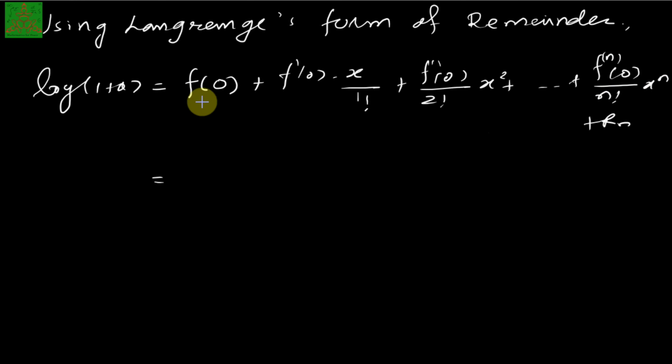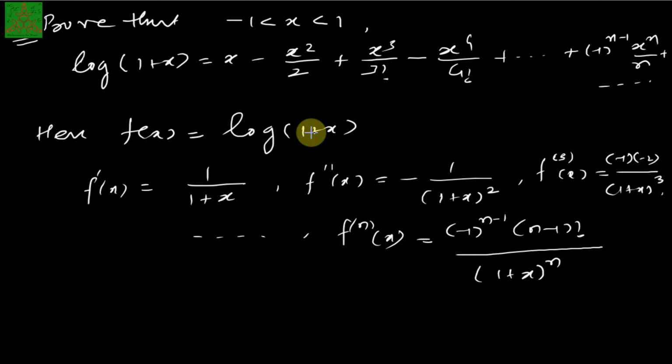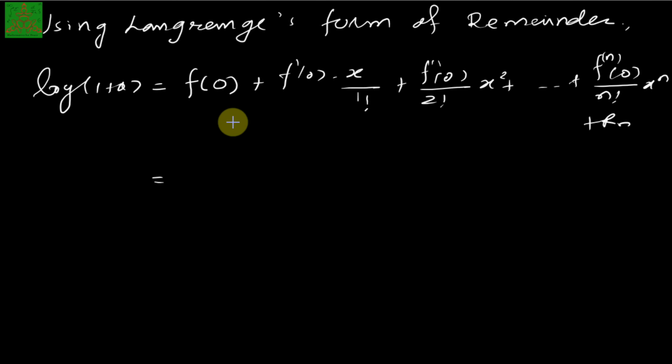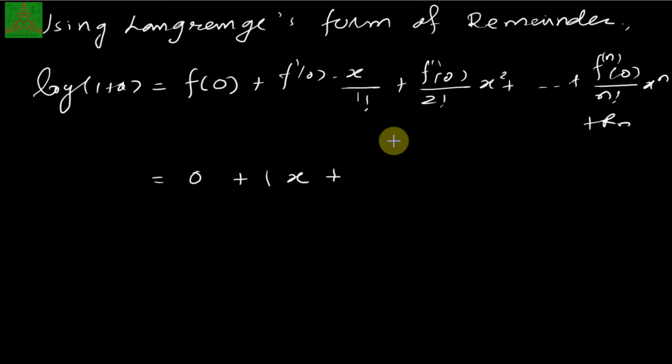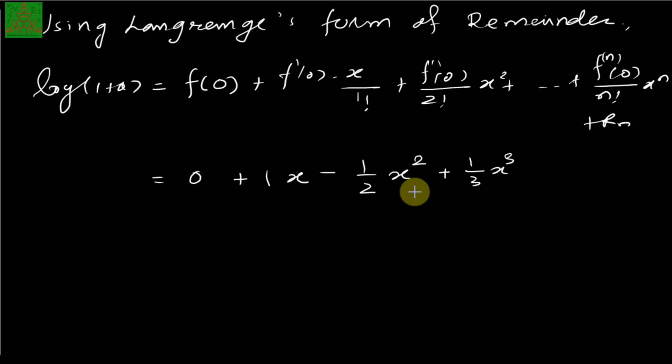plus Rn, where if I substitute this value of f of 0, that is log of 1 plus 0, that gives me log 1, which gives me 0. F dash of 0 is 1 upon 1 plus x, so that will give me 1 into x, plus f double dash of 0. If I substitute 0, that will give me minus 1. So it is minus 1 by 2 x square. Then the next value is plus 1 by 3 x cube and so on.